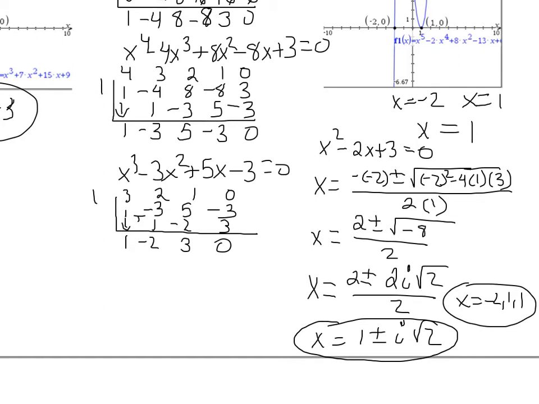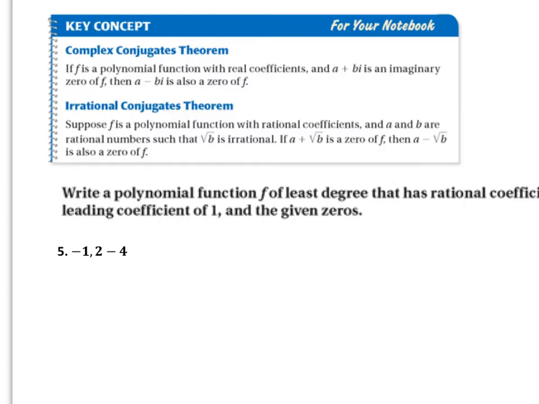Okay? So let's look at some more. Okay, so now we're talking about the complex conjugate theorem. If f is a polynomial function with real coefficients and a plus bi is an imaginary 0 of f, then a minus bi is also an imaginary 0 of f. Suppose f is a polynomial function with rational coefficients and a and b are rational numbers, such that the square root of b is irrational. If a plus the square root of b is a 0 of f, then a minus the square root of b is also a 0 of f.